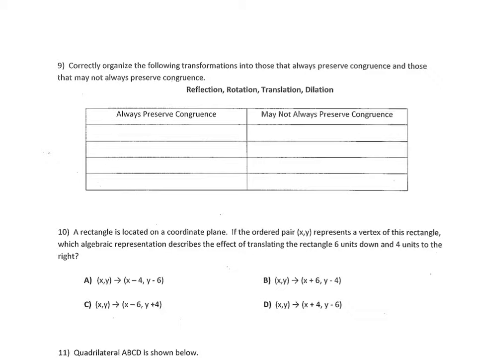Okay, number 9. Correctly organize the following transformations into those that always preserve congruence and those that may not always preserve congruence. So the ones that always preserve congruence, preserve is another word for keep, congruence, same size.